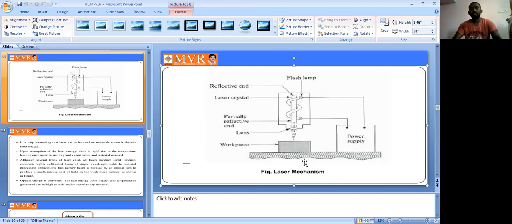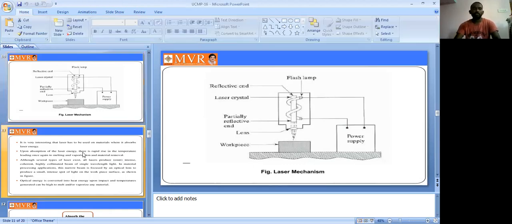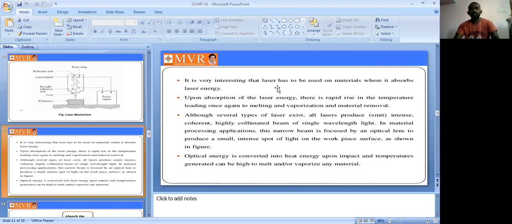It is one of the very easiest methods in laser beam machining. This is one of the thermal metal removal processes. Next, see here. It is very interesting that the laser has to be used on a material that absorbs laser energy.